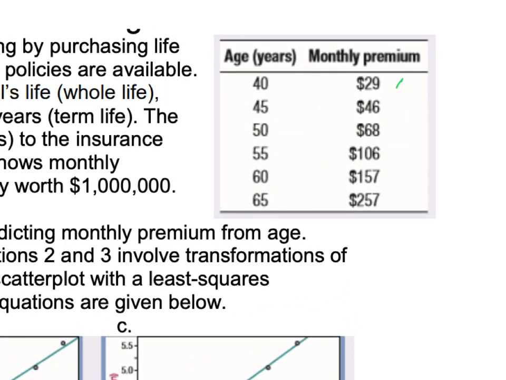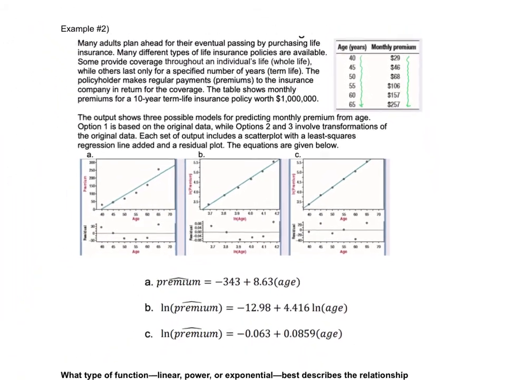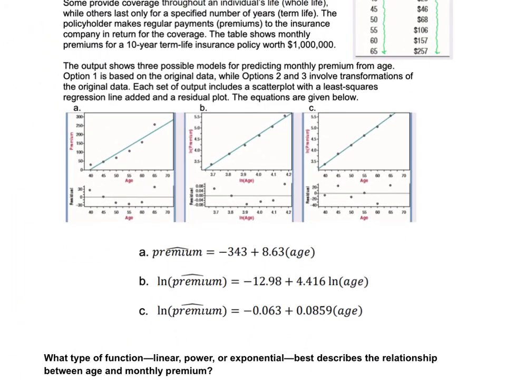Notice how the monthly premium goes up as age goes up. But I can kind of tell already that's not going to be a linear set so much. But here's what they do. The output shows 3 possible models for predicting monthly premium from age. Option 1 is the original data. Option 2 and 3 involve transformations of the original data. Each set of outputs includes a scatter plot with a least squares regression line added and a residual plot. Because what does a residual plot do? It confirms how linear something is, right? If we should be using linear.